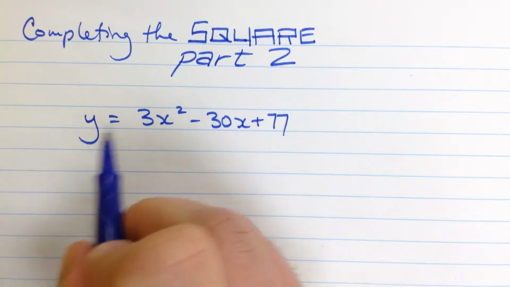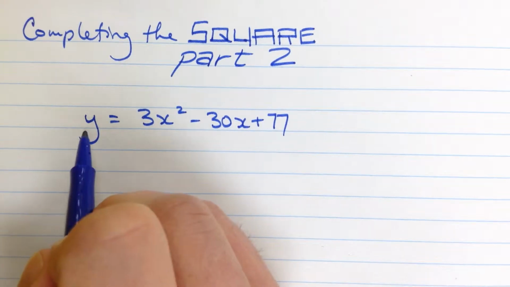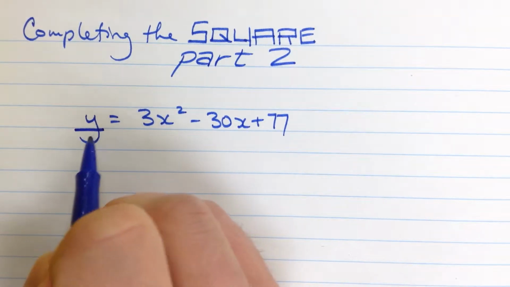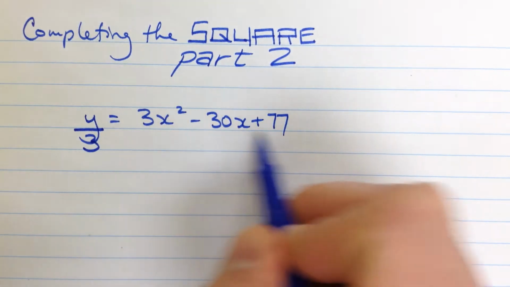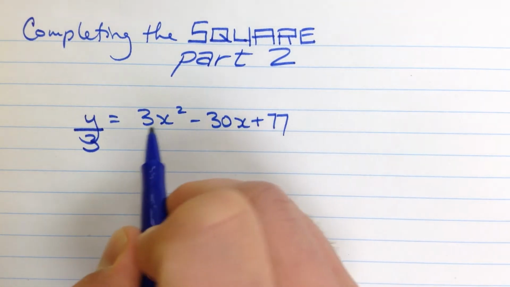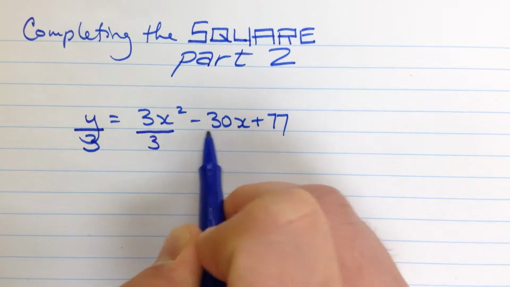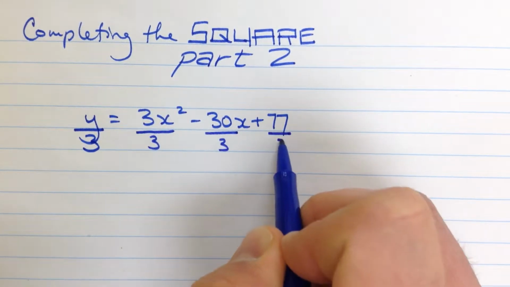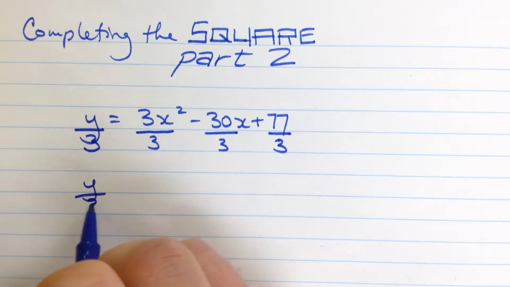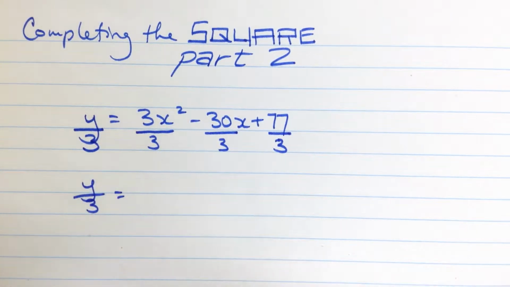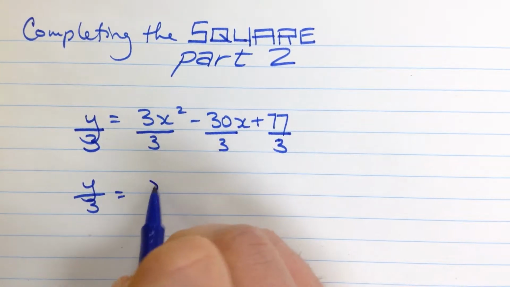I think the easier way is to divide everything by 3. Divide each side by 3. So y divided by 3. And then over here, divide this whole side by 3, which is the same as dividing each part of this by 3. We can distribute division the same way we do multiplication. So over here, I'm going to keep y over 3 all the way along. And then here, let's simplify this.